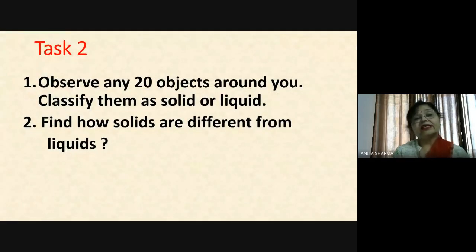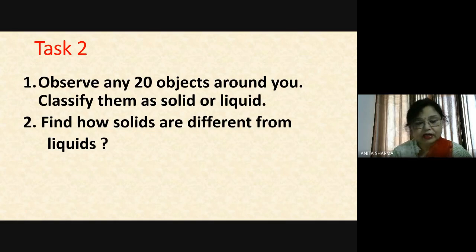Now task 2, which is related to your science: observe any 20 objects around you. Classify them as solid or liquid. In mathematics, we understood how one solid is different from another solid, but in science you understand how solids are different from another state of matter, that is liquid. Find out what the features are, and why liquids can flow and why solids cannot flow. So this way, try to think in a different way and try to find out the reasons behind everything.